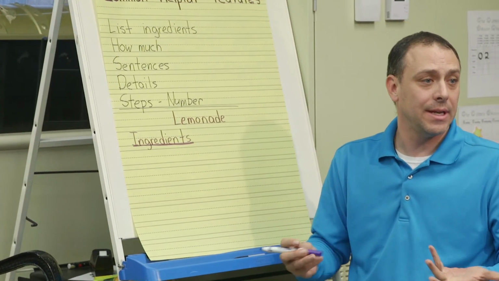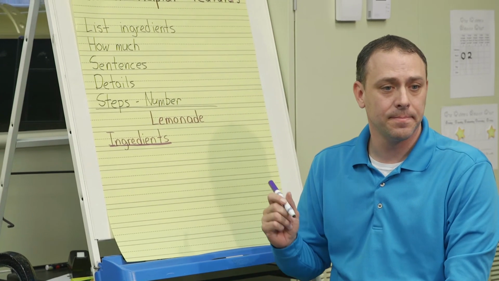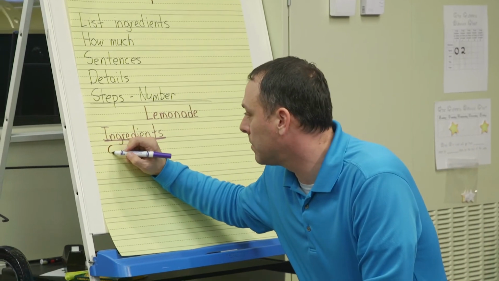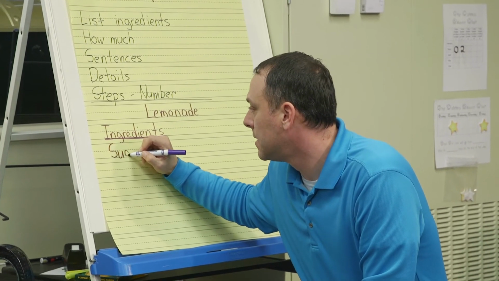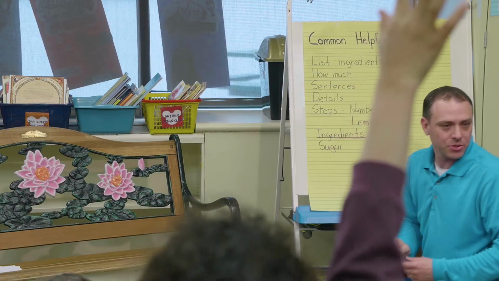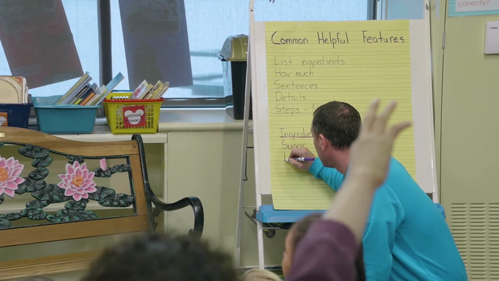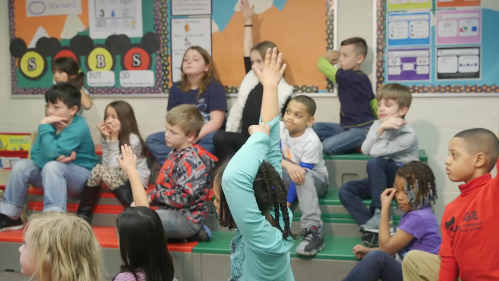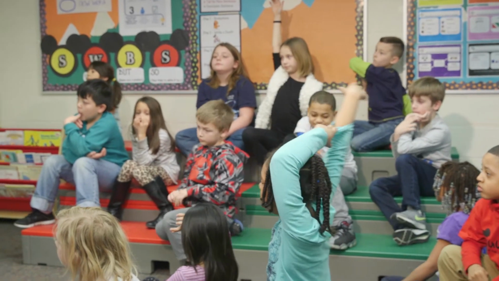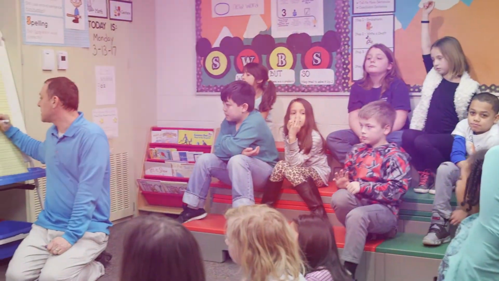What ingredients do we need to make our lemonade? Riley? Sugar. We need sugar. So I'm going to put that on my ingredient list. So what else do we need? Brandon? Lemon. We need lemons. Now we need our steps. So over here we'll write our steps.